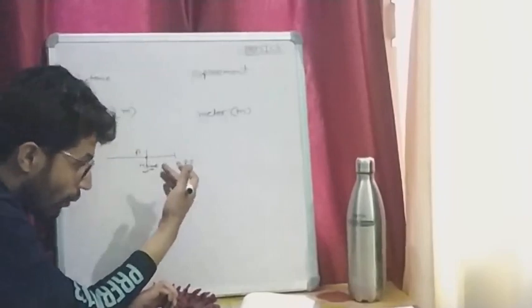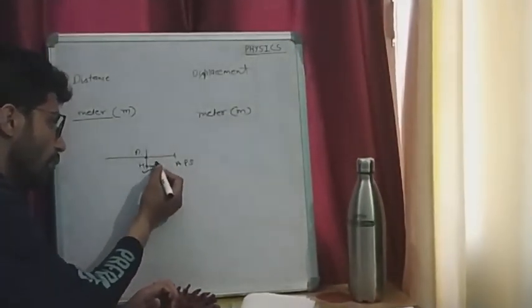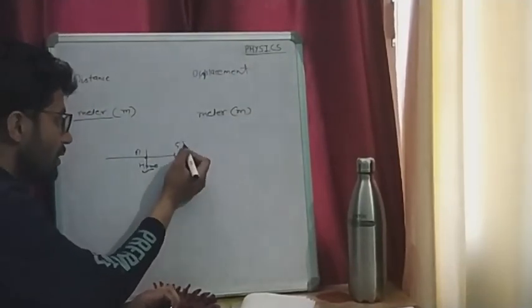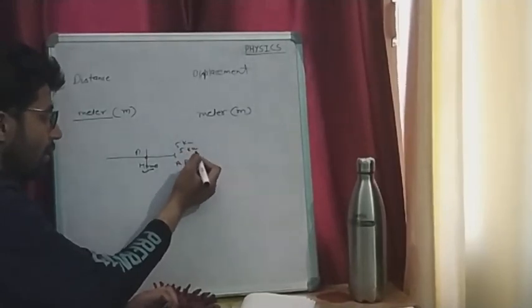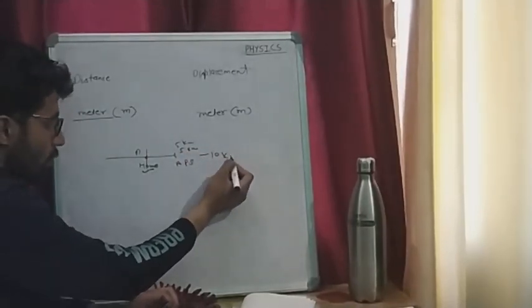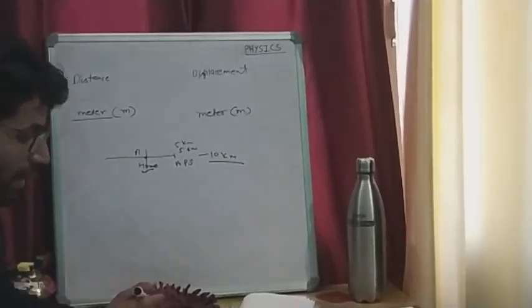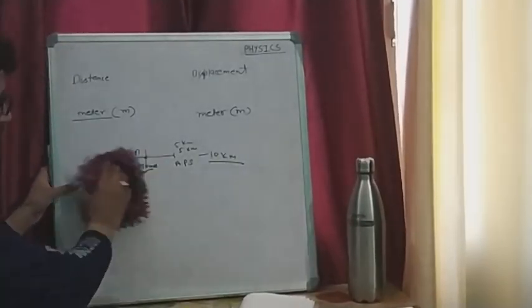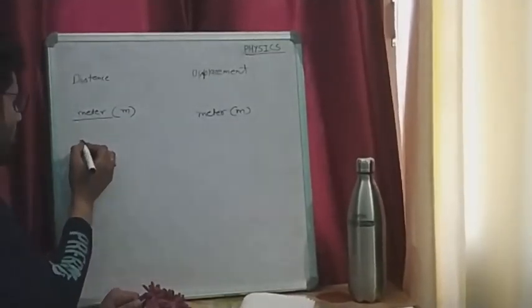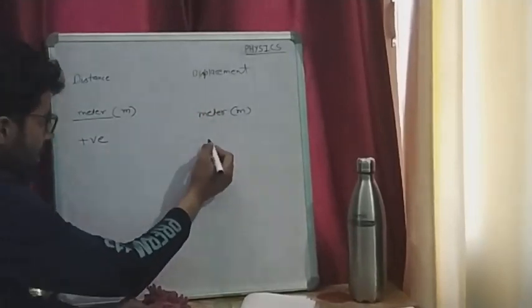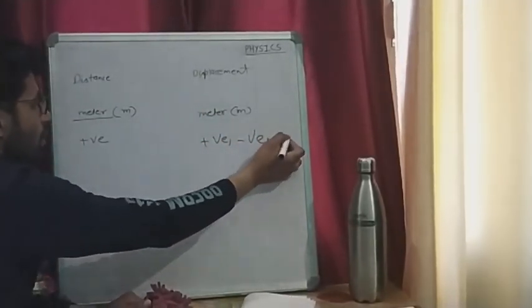But what is your distance? You will add all things. You will add your home to APS distance, maybe 5 km. Then returning from APS to home is also 5 km. Then it will be 10 km. So in this case, distance is 10 km, but displacement is 0. So distance will always be positive, but displacement can be positive, can be negative, and can be 0 also.